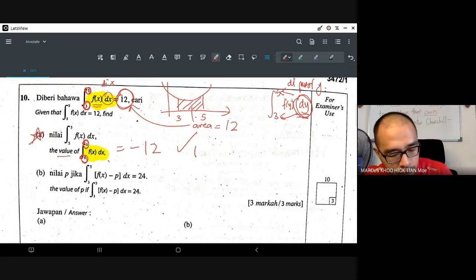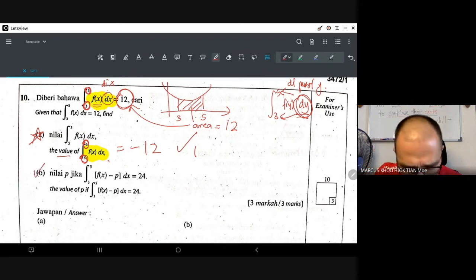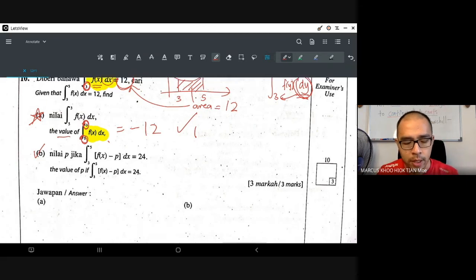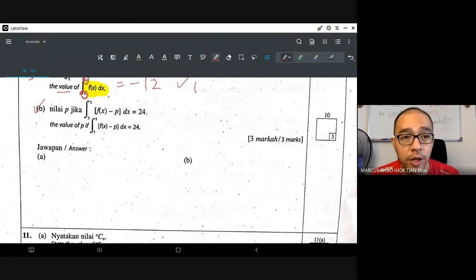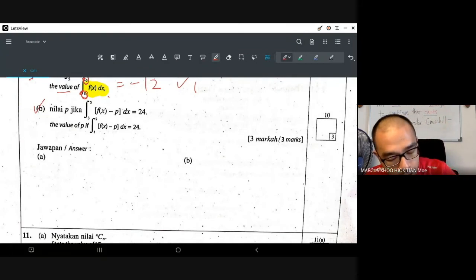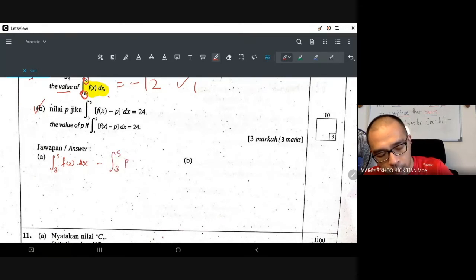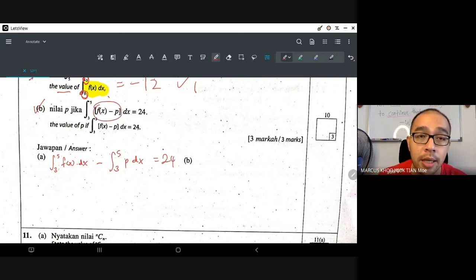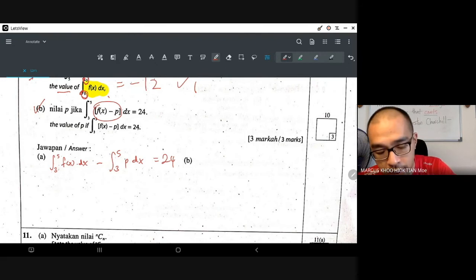Okay, let's come to this. This is also another popular question. The value of p if the integration of f(x) minus p dx equals 24. So we have the same integration, except that now the function kita kena add something. When you do this, integration of 3 to 5, the first thing you need to do is separate this: minus integration of 3 to 5 p dx, equals 24. Kita kasih pisahkan ini dua dulu. The reason why we want to pisahkan is because we know what this value is.